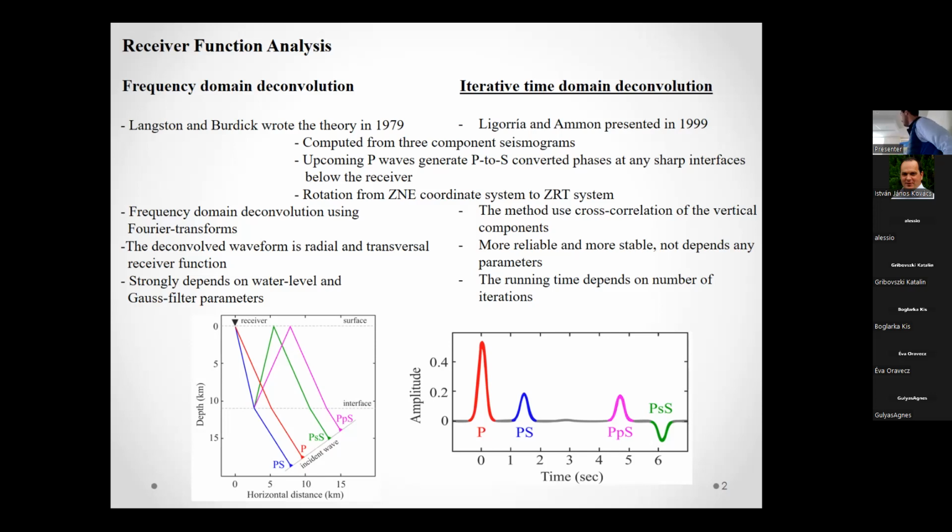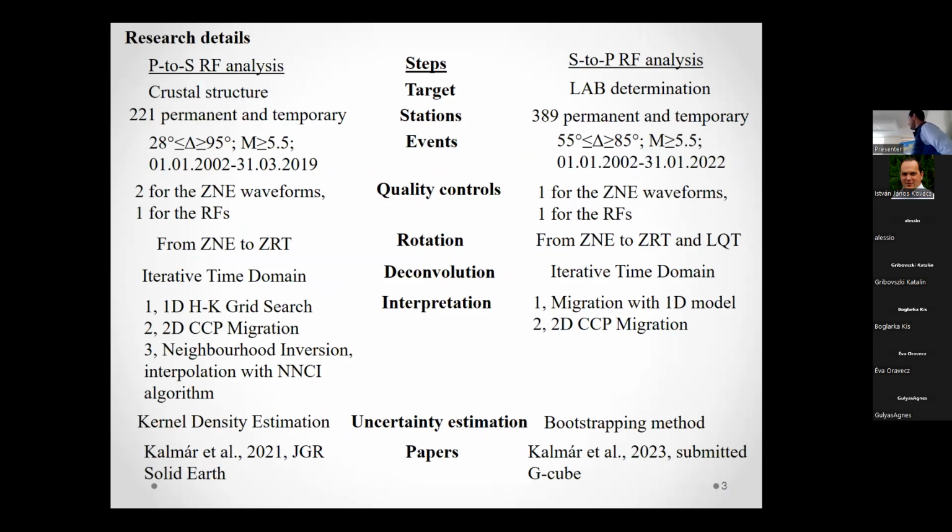Two familiar methods are used during the receiver function analysis. The first is the frequency domain deconvolution. The second one is the most stable and shows the most reliable results. This is the iterative time domain deconvolution, because this depends on one parameter. This one parameter is the iteration number, because this method is based on the cross correlation of the vertical and transversal components of the waveforms. So in all cases, we use iterative time domain deconvolution. In the first part of my presentation, I will present the P2S receiver function analysis, and in the second, I will present the S2P receiver function analysis.